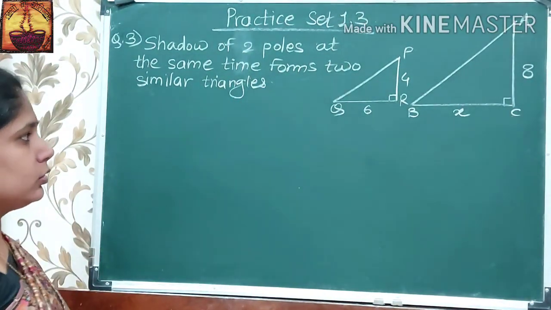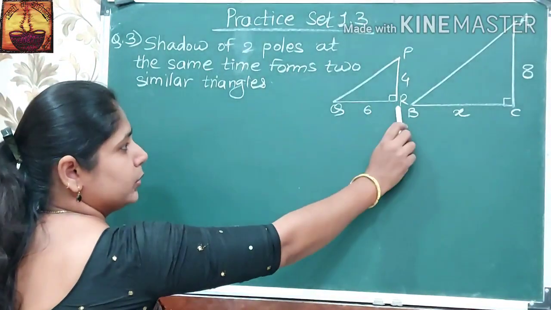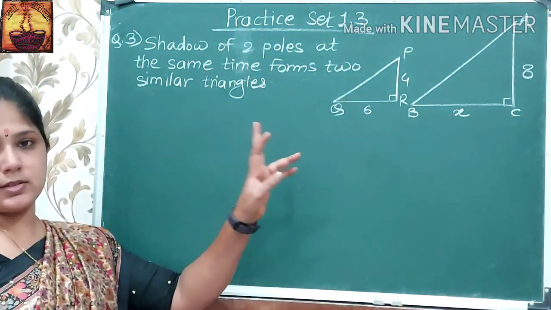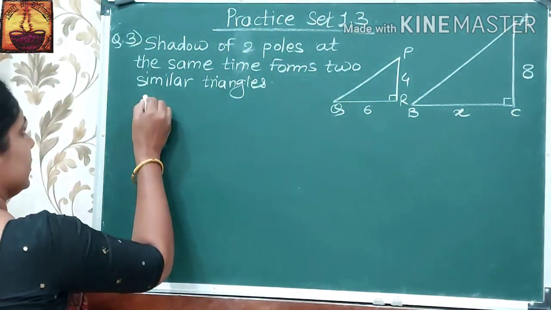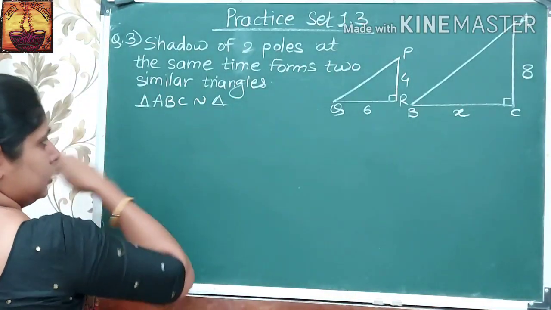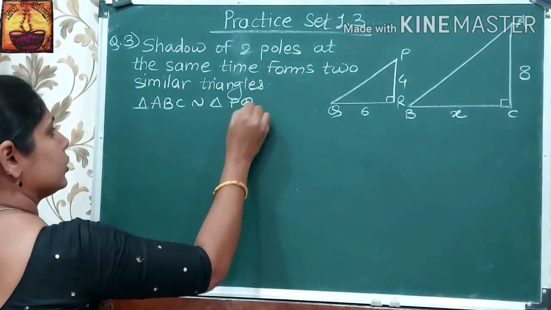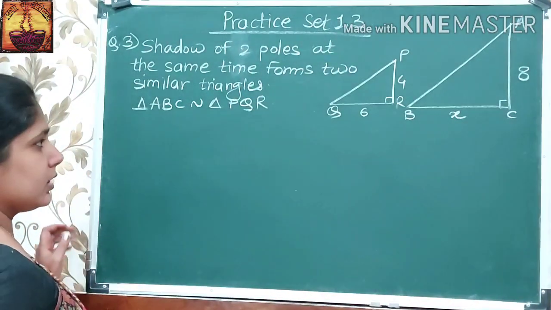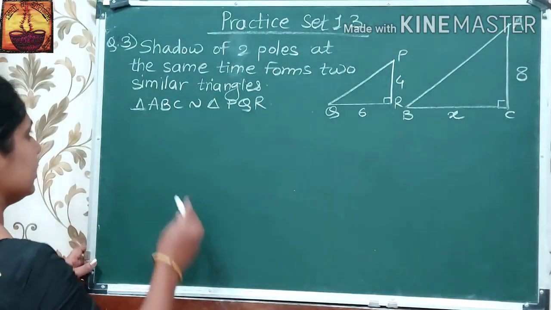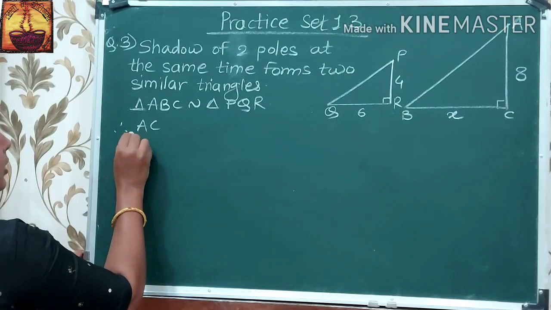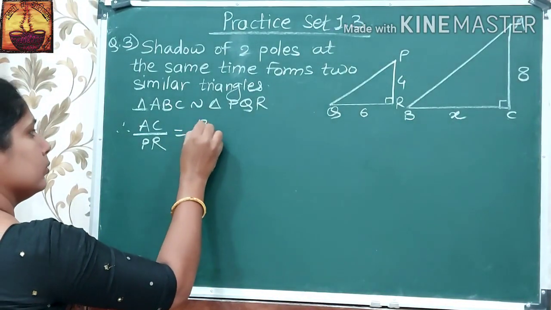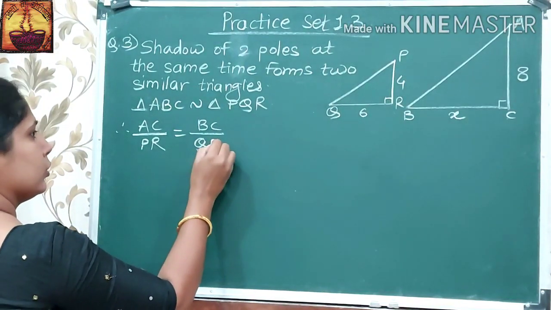Therefore, we have here two similar triangles, triangle ABC and triangle PQR. And these triangles are similar triangles. Therefore, write here triangle ABC is similar to triangle PQR. These triangles are similar triangles, therefore their sides are in proportion. Therefore, write here AC upon PR is equal to BC upon QR.